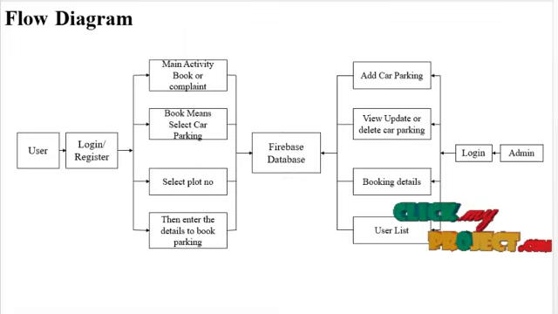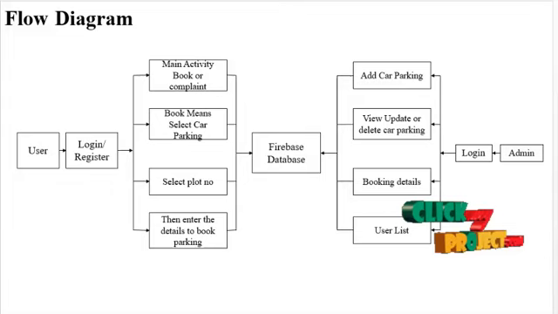Let's see the flow diagram of our project. There is a user and admin. Two modules are present in the flow diagram of our project. The user has to login or register. If not registered, register first, or login to go to the main page of the project.